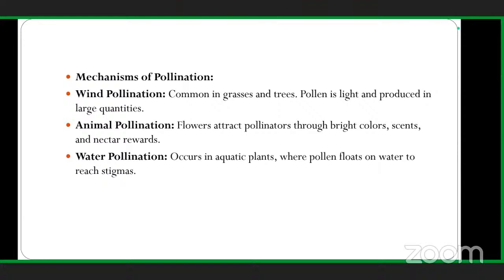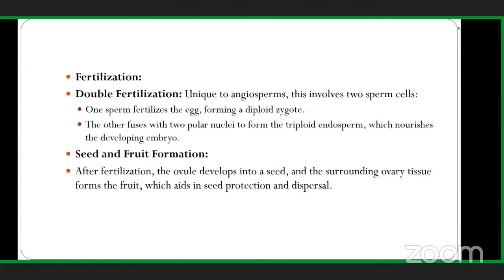Next is animal pollination. Flowers attract pollinators through bright colors, scents, and nectar rewards. Basically the flowers adapt themselves to have bright colors, some fragrance, and some nectar rewards. It is as if they say, pollinate me, I will give you nectar, you can eat my nectar. So that is also a reward. This is the animal pollination mechanism. Next is water pollination, which occurs in aquatic plants like water lilies, where pollen floats on water to reach the stigma. That is the water pollination mechanism.